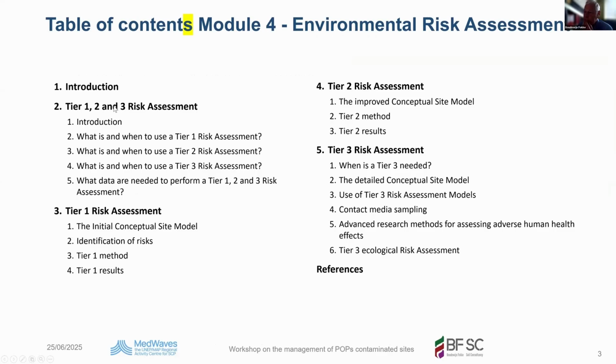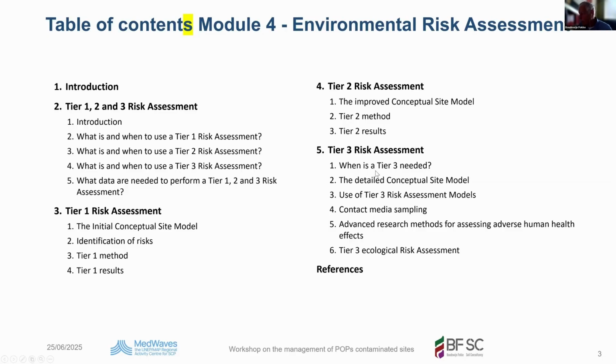The table of content of Model 4 is: introduction, and then in the second section, what is and when to use a Tier 1 risk assessment, what is and when to use a Tier 3 and Tier 2, and what data are needed for the Tier 1, 2, and 3 risk assessment. For Tier 1 risk assessment, we'll discuss the initial conceptual site model, the identification of risk, and the methods and the results. And the same for Tier 2, some words about the improved conceptual site model, the method and the results.